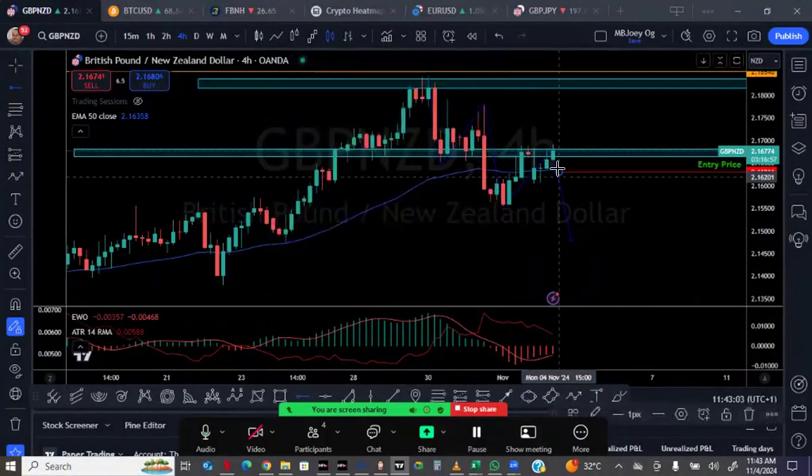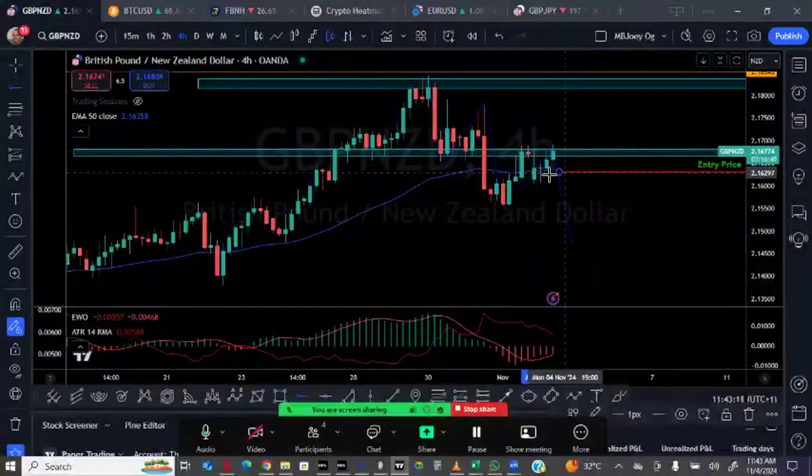So let's assume this is my entry price. This is where the candle dropped, formed a red and closed around here. So this is my entry. This is my beginning point.